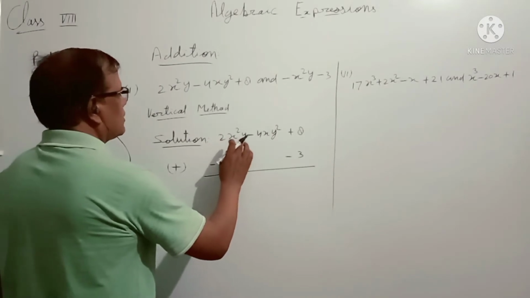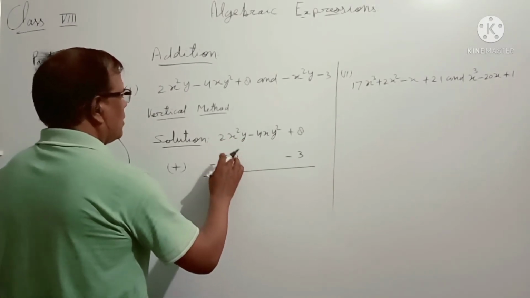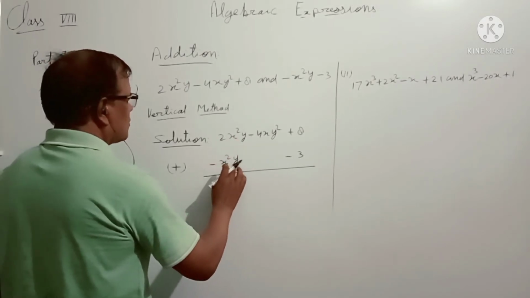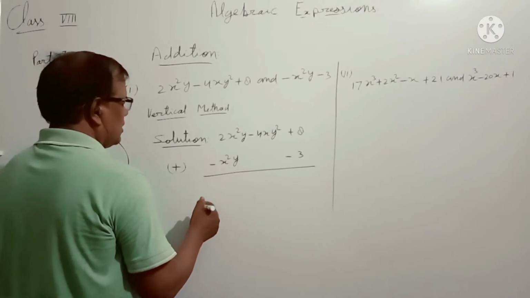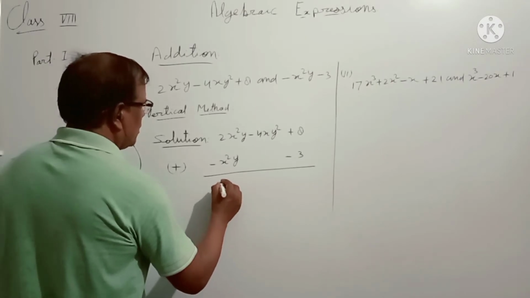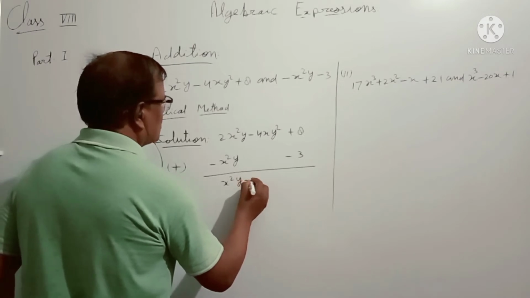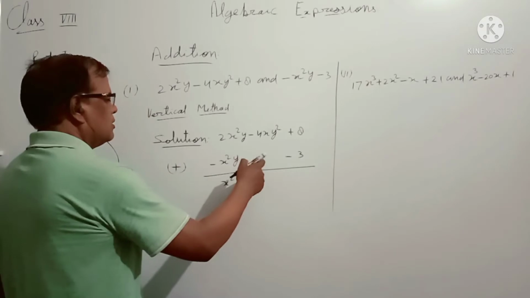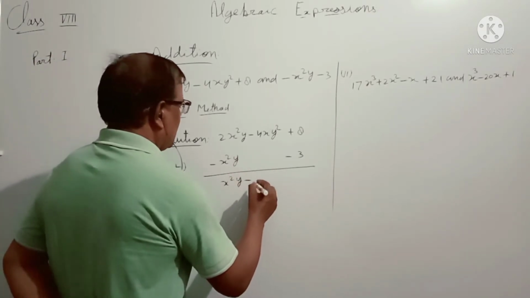As 2x square y and minus x square y. 2x square y is positive, minus x square y is negative. So it will be subtracted because signs are opposite. So here will remain only x square y. Now we put the sign of the next term. Here is minus, just under it there is not any term. So we will write it as it is.